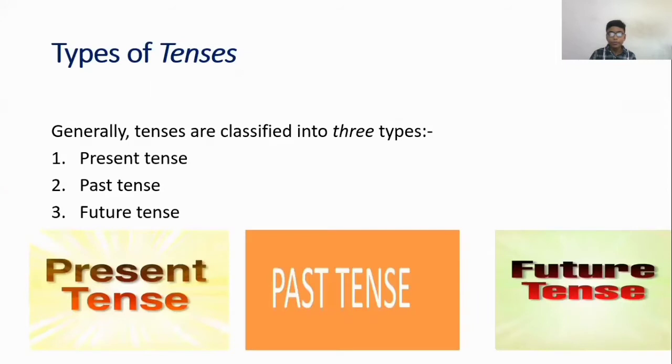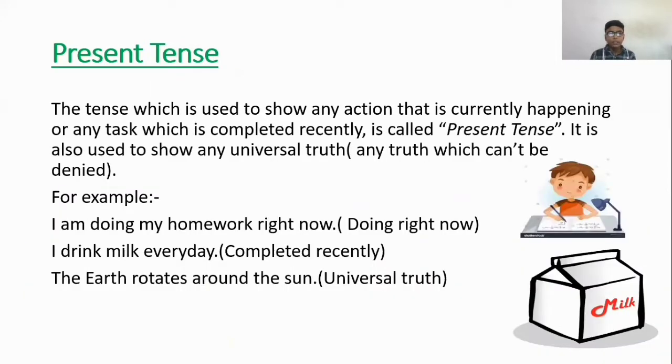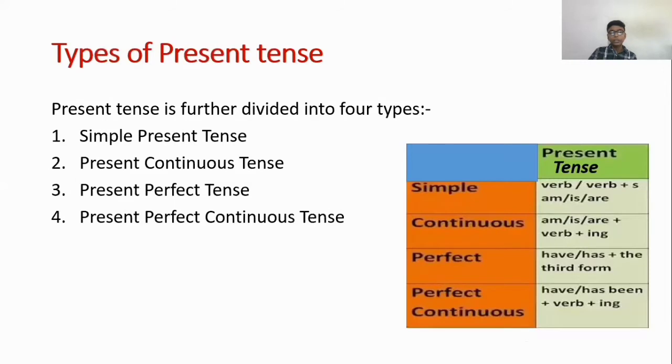There are three types of tenses as I told you. Present tense, I taught you about it in detail. The tense which is used to show any action that is currently happening or any task which has completed recently is called present tense. I told you that there were four types of tenses. I hope you remember that. First one is the simple present tense, present continuous tense, present perfect tense, and present perfect continuous tense.